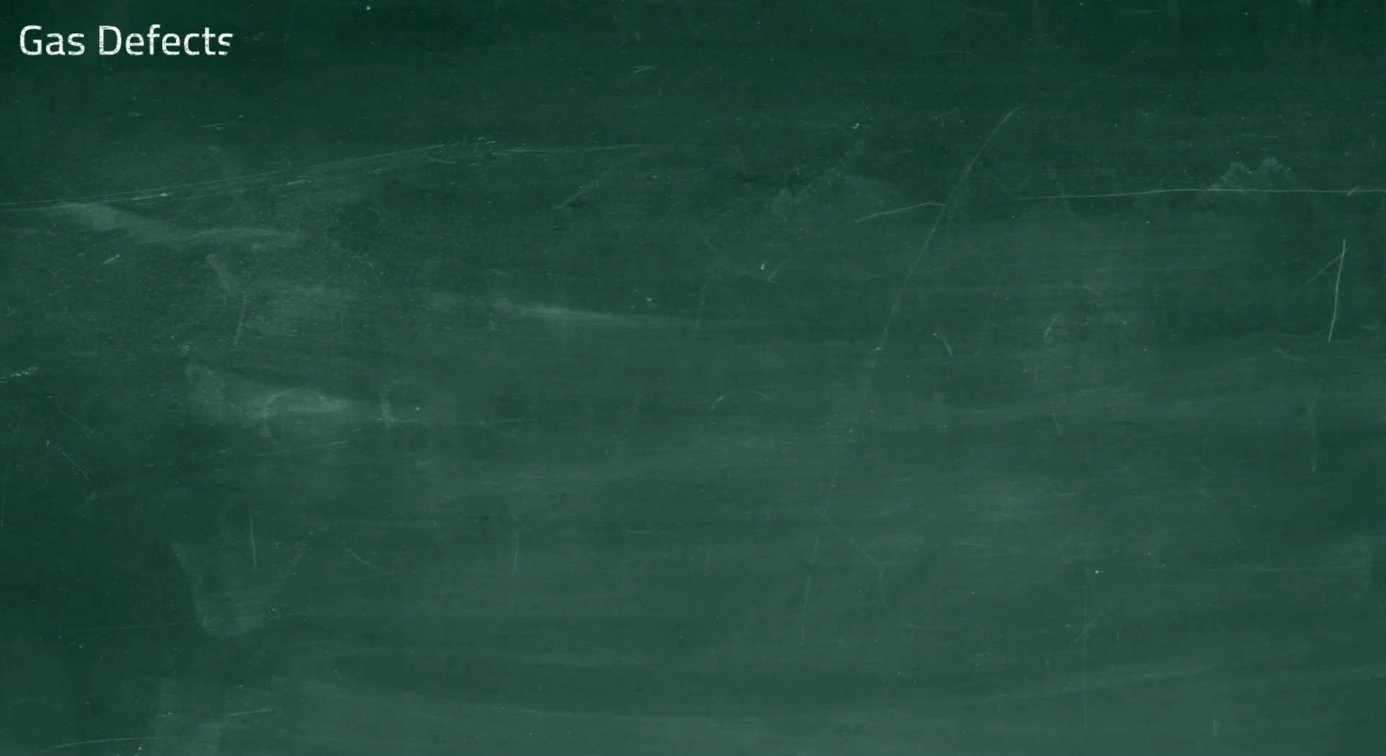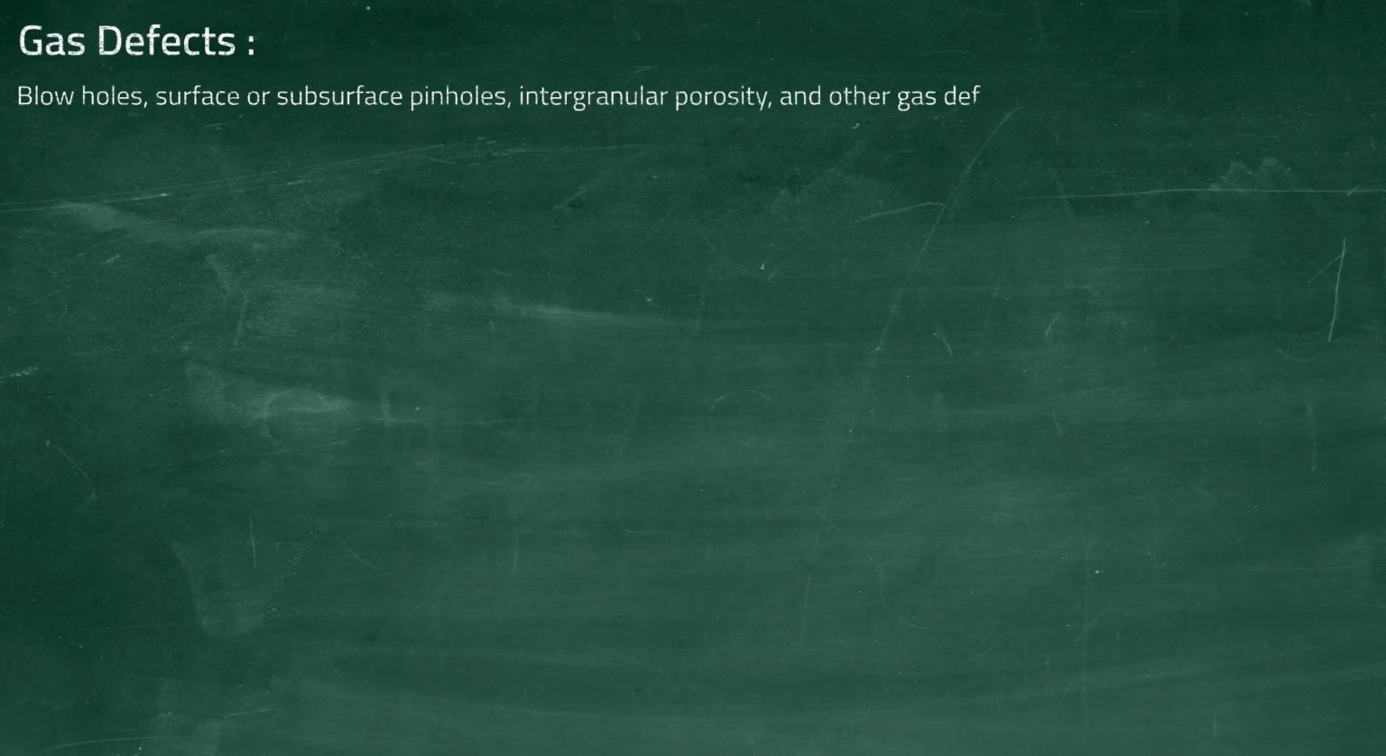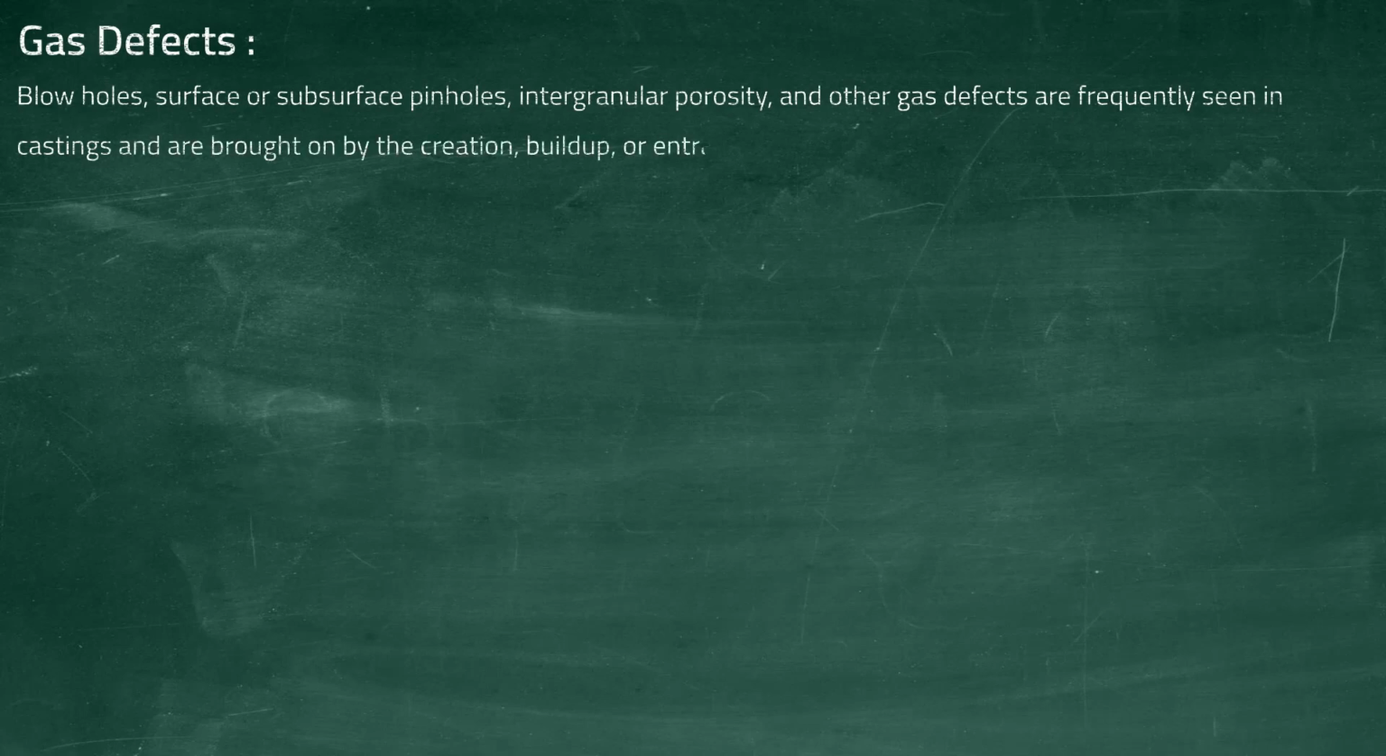Gas defects. Blowholes, surface or subsurface pinholes, intergranular porosity, and other gas defects are frequently seen in castings and are brought on by the creation, buildup, or entrapment of air or gas. The riser or runner top is where gas holes typically appear.